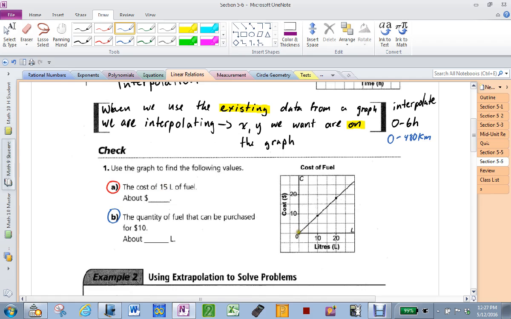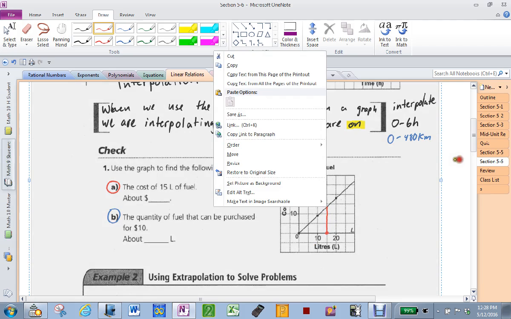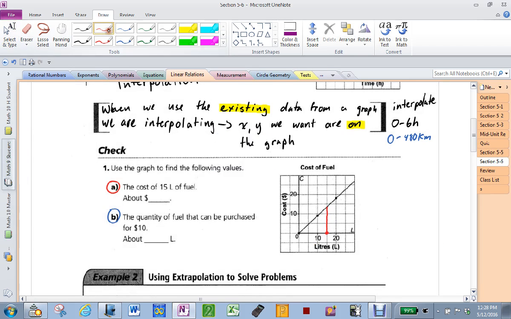So how far along this line do I slide? I got to go up to 15. Well, that must be right there, correct? Halfway between 10 and 20. Do I have a cost yet? No, I must find the cost by going up to there, and then what? Draw the line over here to get an answer. So approximately how much is 15 liters of fuel?